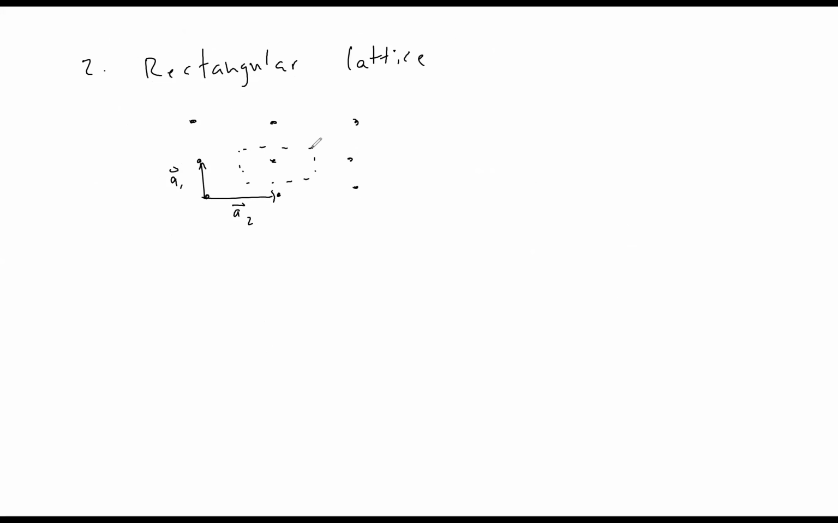The next type is called the rectangular lattice. This looks, not surprisingly, like a rectangular array of points. We might define lattice vectors A1 and A2 like this. The Wigner-Seitz primitive cell also looks like a rectangle. You can see that this is a less symmetric lattice than the square lattice. So it loses the symmetry under 90-degree rotations, but it is still symmetric under X and Y reflections.